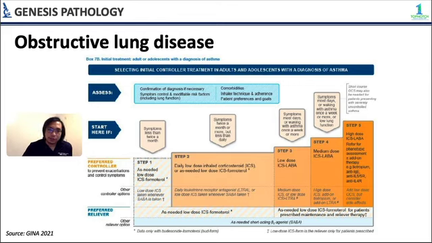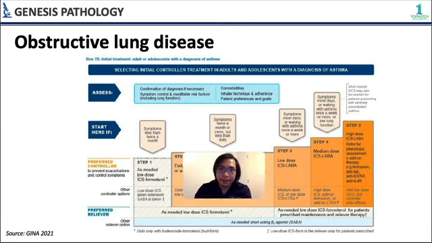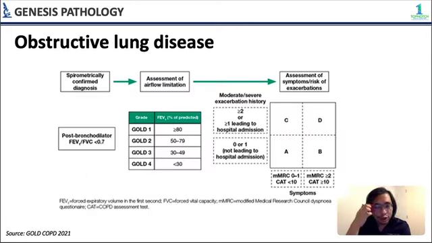Okay, step 2, usually symptoms twice a month or more, but less than daily. Okay? So, usually, magme-maintain ka na talaga dyan ng ICS formoterol and so on, no? Step up tayo. Okay? So, next is your COPD.